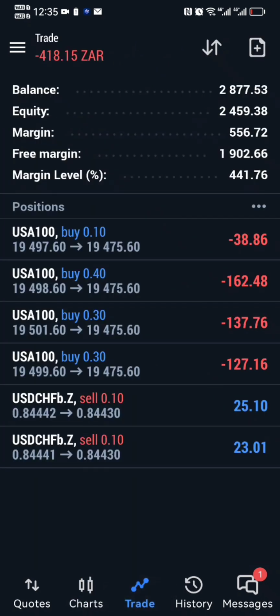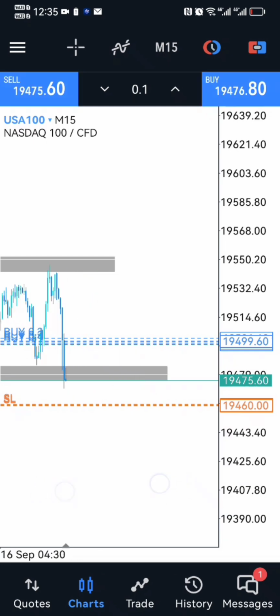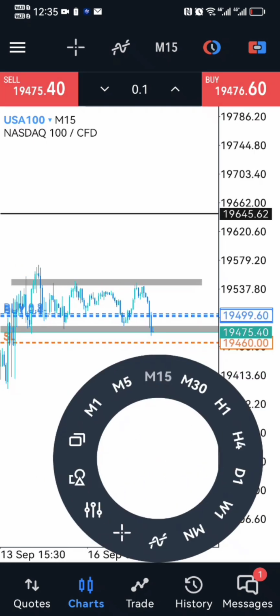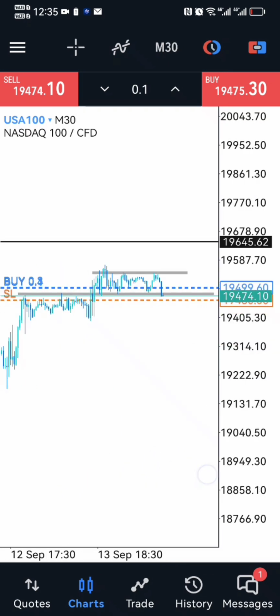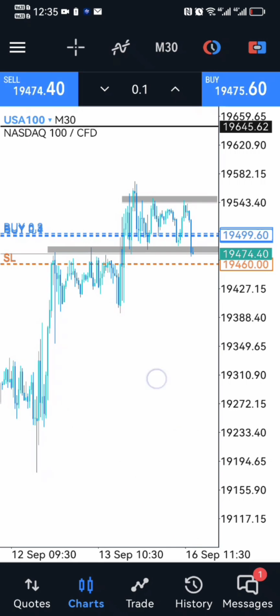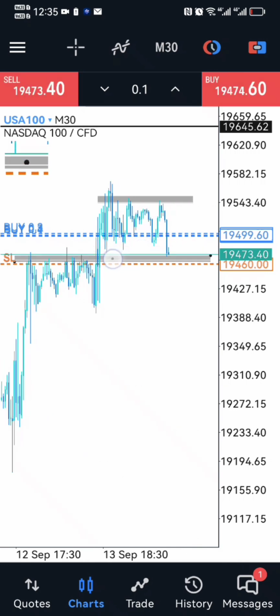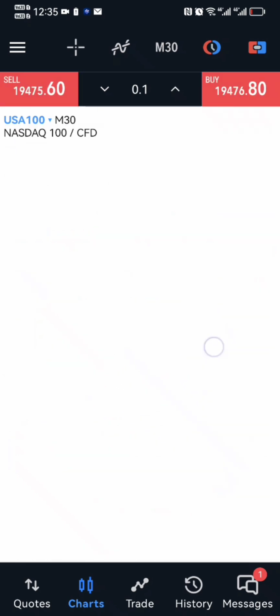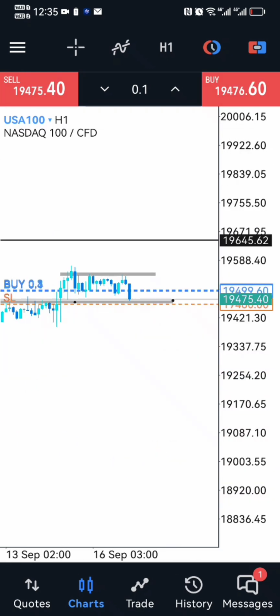Okay, so NAS is currently not going very well. As you guys see there, it's still going down, and it looks like it's going to hit our stop loss because it looks like it's going to break that zone there. I think it's going to come test this area before going up, but we'll see how it goes.